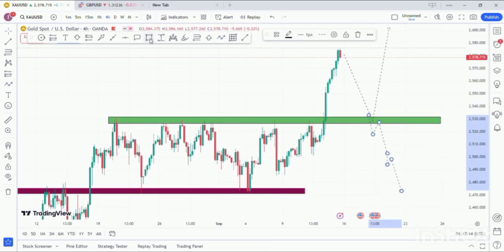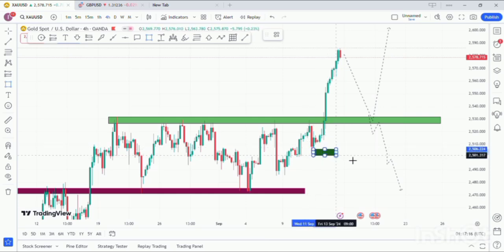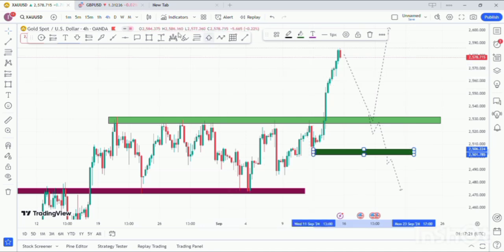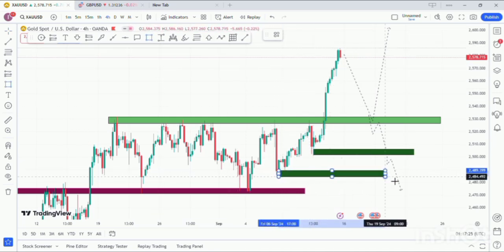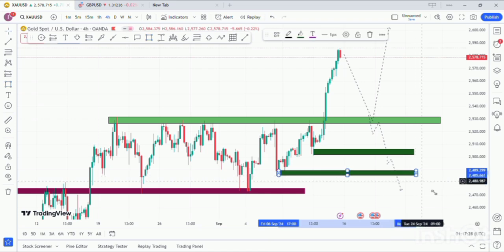So I'll quickly mark this out so we don't get really confused. This is also another zone we need to be paying close attention to. That's a support zone. This is also a support zone that we need to be paying close attention to, guys.